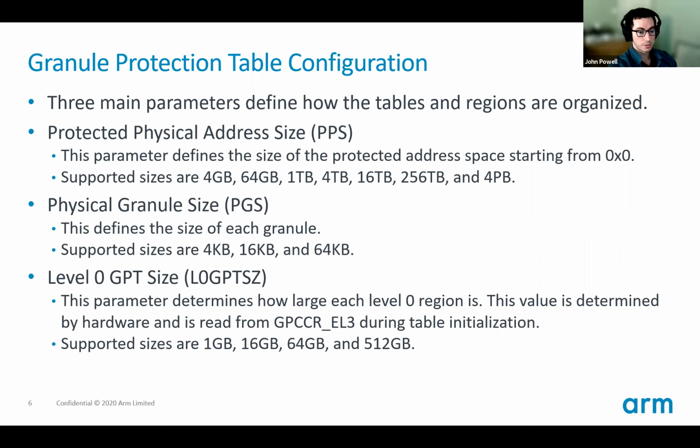These parameters all interact. The total number of L0 descriptors is the PPS divided by the L0 GPT size. The number of descriptors in each L1 table can be determined in a similar way by dividing the L0 GPT size by the PGS, and then dividing again by 16 since each descriptor contains 16 4-bit GPI values. And by GPI values, I mean the values that assign the memory type of each granule.